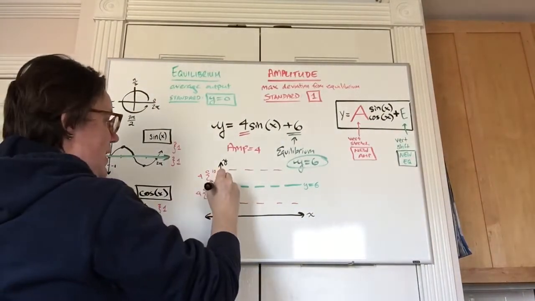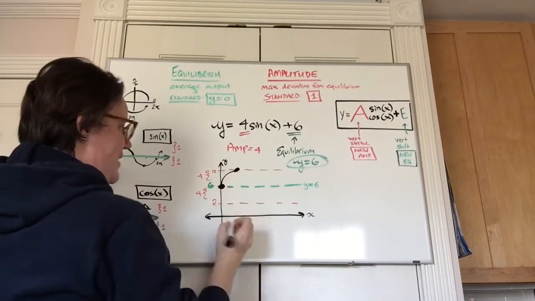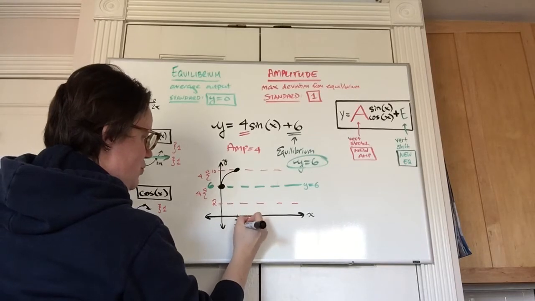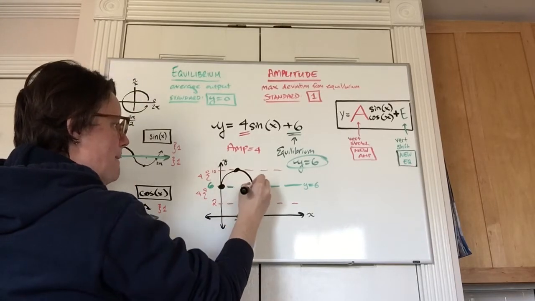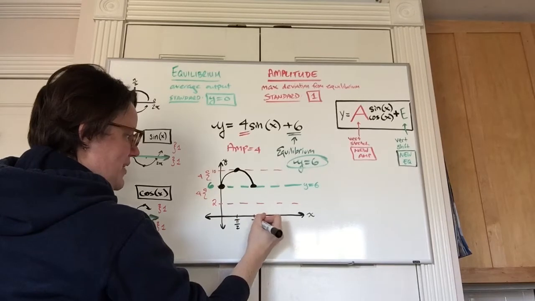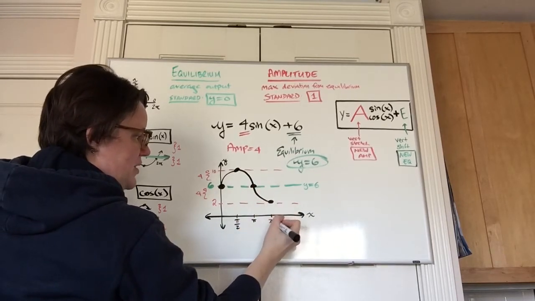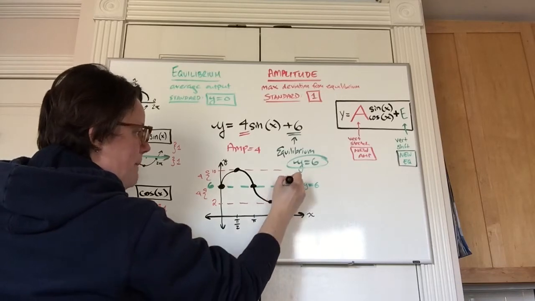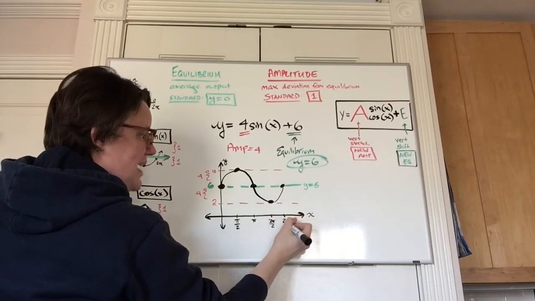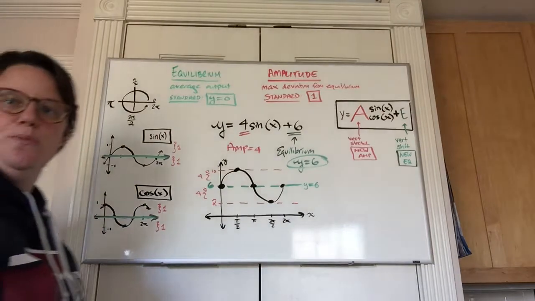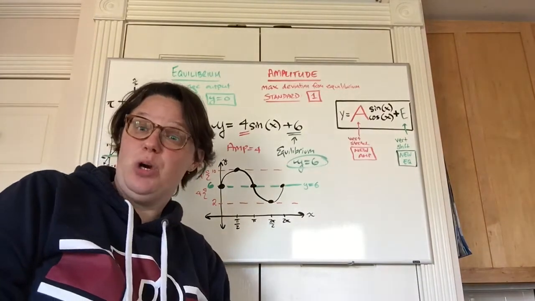So I start at the middle and I head up. That's my maximum. That's at pi over 2 or 90 degrees. I go back to the middle. That's at pi. I go down to the bottom. That's at 3 pi over 2. And then I go back to the middle. That closes out a full circle at 2 pi. 4 special points for the 4 quadrants.